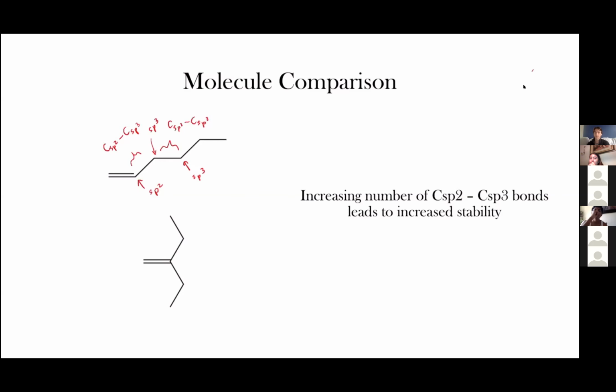The C-sp2 C-sp3. Cool. And can you give me a possible reason why? Because there's more s character. Exactly. Perfect. That's awesome.